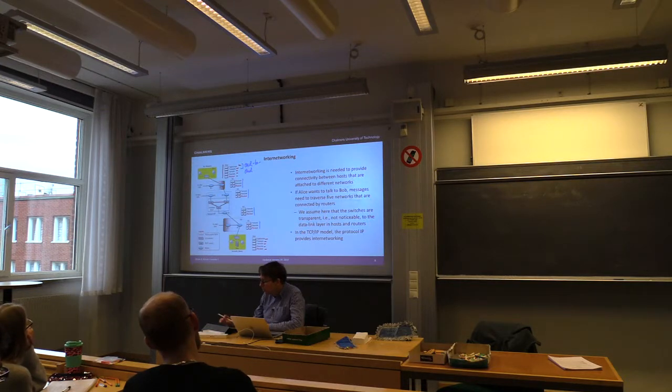Okay, now, data needs to be transmitted from Alice to Bob. So how is this done? Well, it's done like this. The data goes down the stack at Alice to reach the physical layer, and then goes over to router 2, where it's received by its physical layer, goes up the stack at the router to the network layer that figures out where the data should be transmitted next.